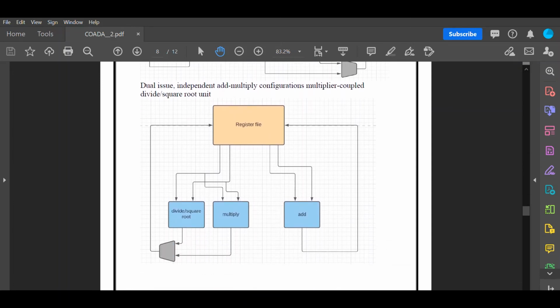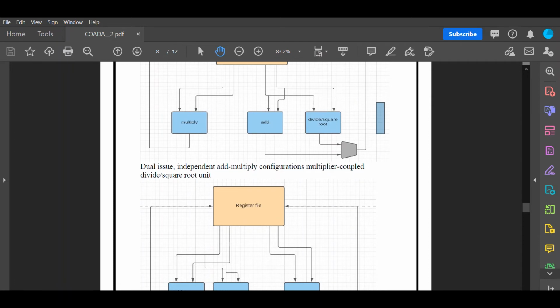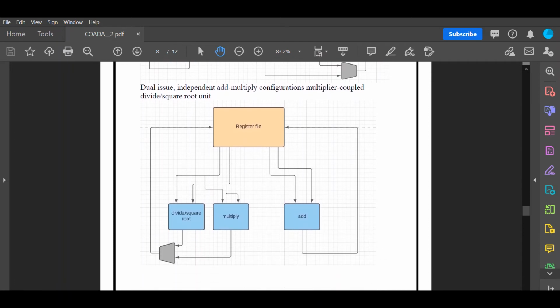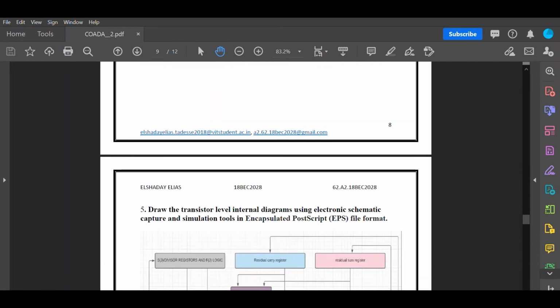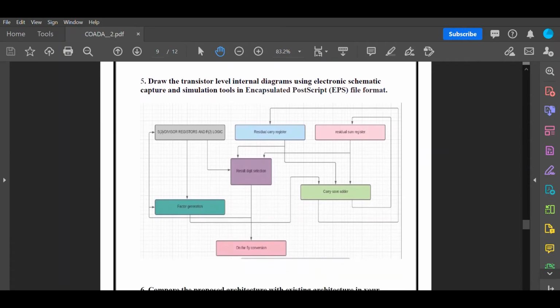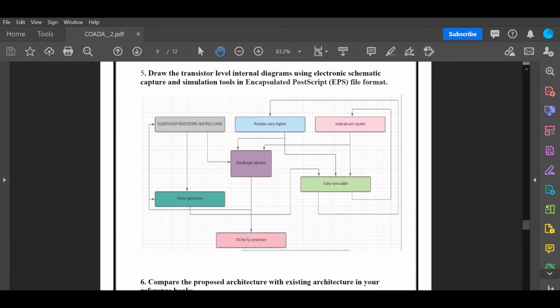This one is for independent add, multiply configurations: multiplier, couple, divide, square root unit. And on this case, the multiplier didn't have a max, and in this one the add doesn't have a max.